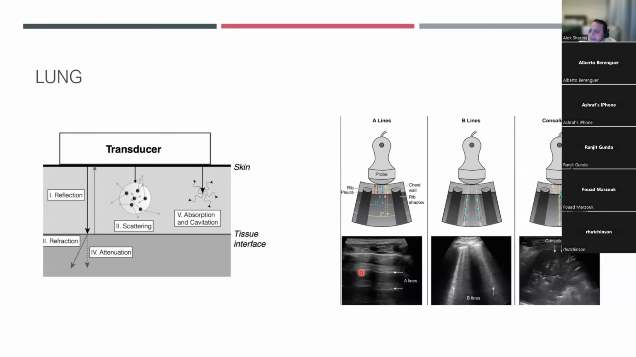So you can see the A lines are pretty prominent over here. They are not so prominent over here. Some of this is the acoustic shadow of the rib, but some of this is also refraction. So in essence, you can see how all of these phenomena are contributing to the generation of images.